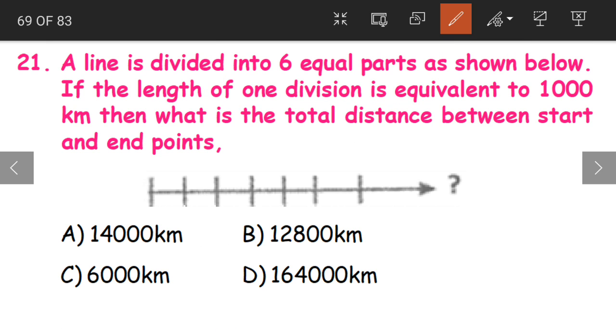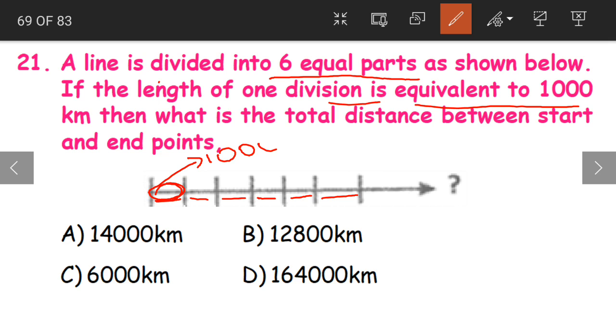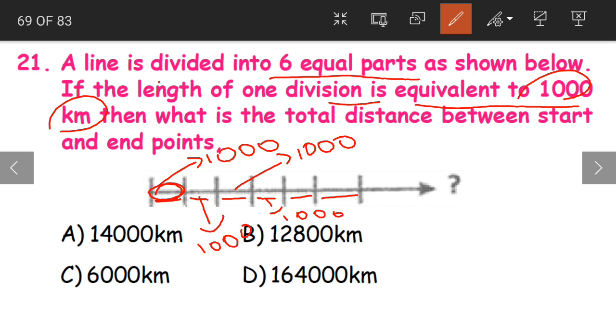Now question 21. A line is divided into 6 equal parts. 1, 2, 3, 4, 5, 6. Yes, it is divided into 6 equal parts. If the length of one division is equivalent to 1000, what is the length here? It is 1000. Every division that we take, the length of each division is equal to 1000 kilometers.